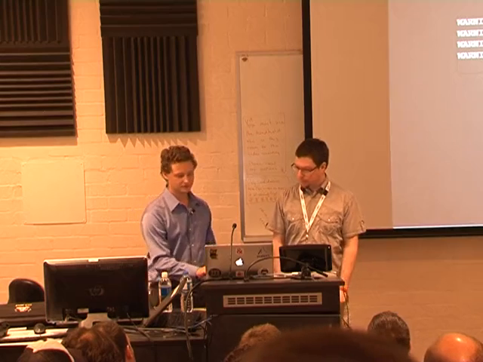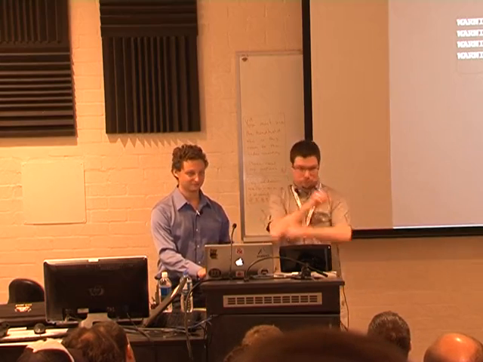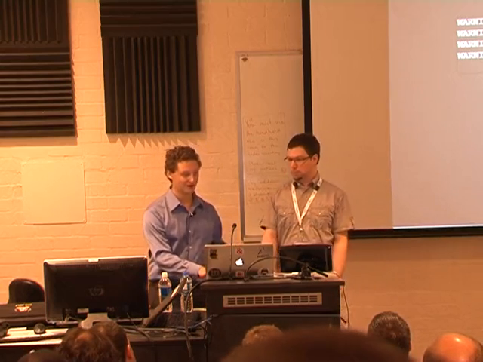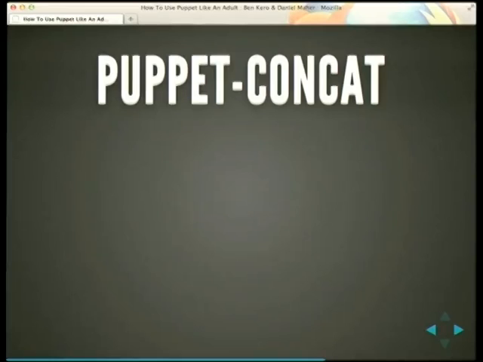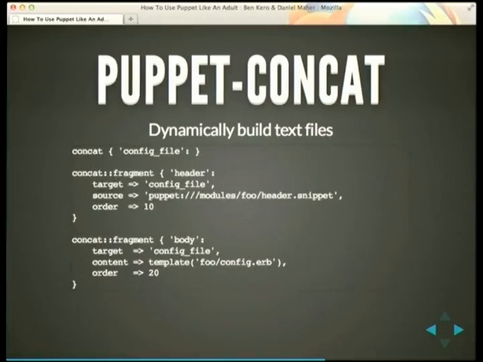Okay. Sort of to switch gears here, we're going to talk about some really cool modules that we thought were important enough to mention now. The first is Puppet Concat, and it allows you to dynamically build text files out of a bunch of different parts. If you have to build a big config file and it doesn't support a .d directory, then you have to have a bunch of fragments and then make a whole file out of it, and this is exactly what this is for. It looks kind of like this.